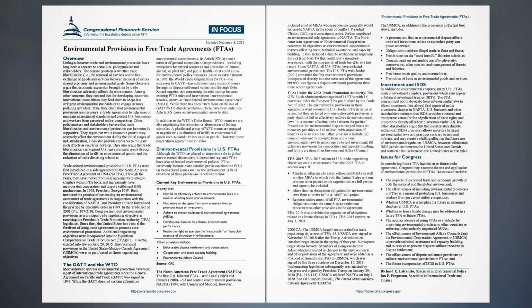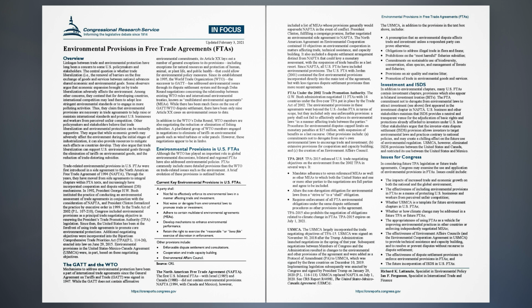The North American Free Trade Agreement (NAFTA): the first U.S. bilateral FTAs, with Israel 1985 and Canada 1988, did not contain environmental provisions. NAFTA 1994, with Canada and Mexico, however, included a list of MEAs whose provisions generally would supersede NAFTA in the event of conflict. President Clinton, fulfilling a campaign promise, further negotiated an environmental side agreement to NAFTA. The North American Agreement on Environmental Cooperation contained 10 objectives on environmental cooperation in matters affecting trade, technical assistance, and capacity building.